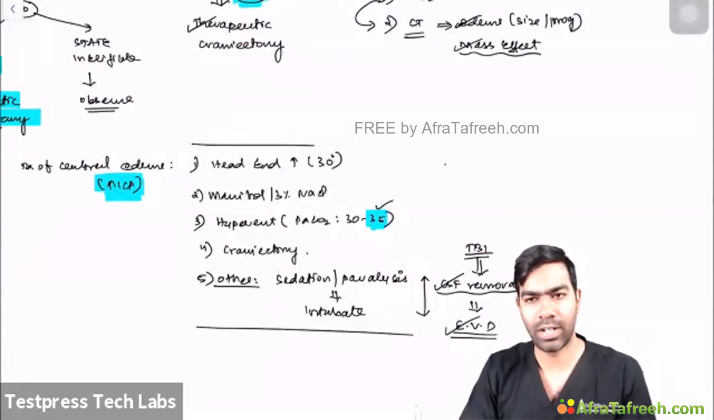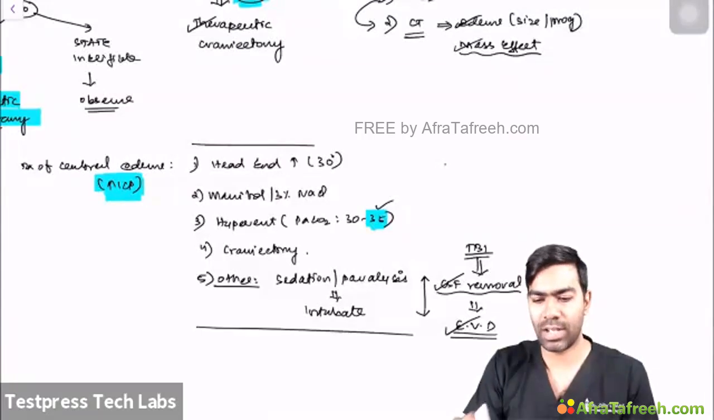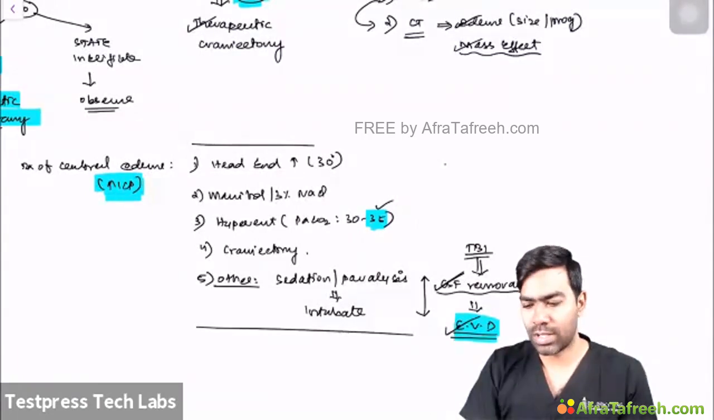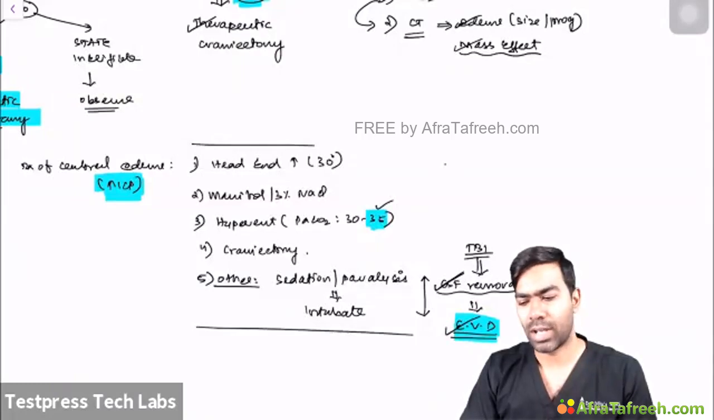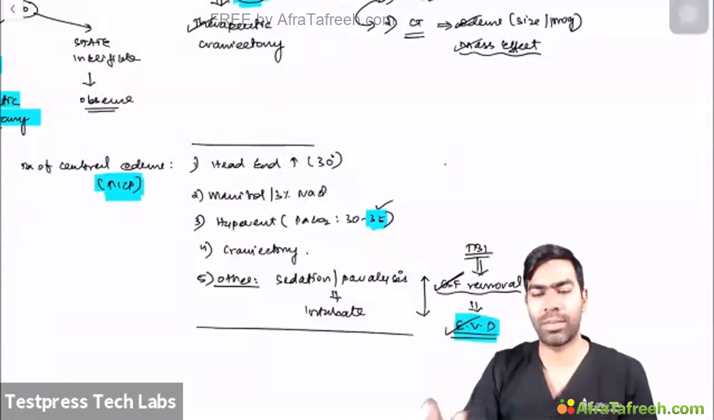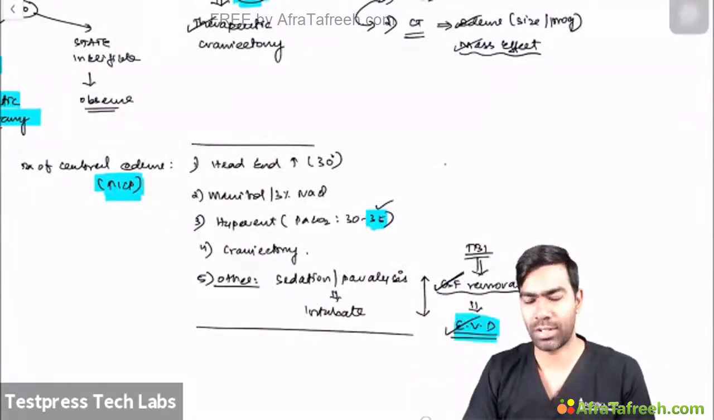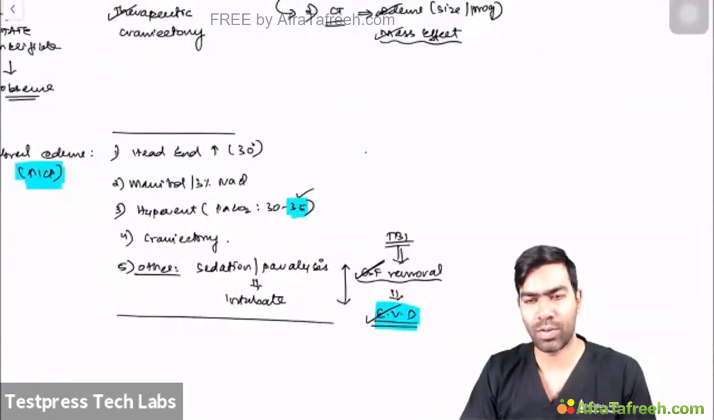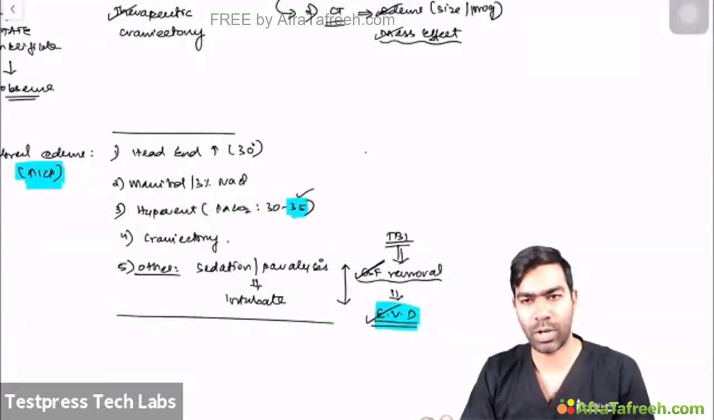So EVD is fine. Advantage of EVD in a traumatic brain injury, external ventricular drain has two advantages. One, you can do CSF removal and you can reduce the pressure within the cranial cavity. And at the same time, you can see the intracranial pressure. What is the actual intracranial pressure? Exact ICP can be measured. So it has double advantage, for monitoring and at the same time for removal of CSF as well. So that's point number one.